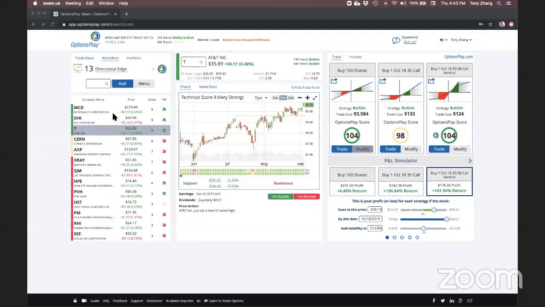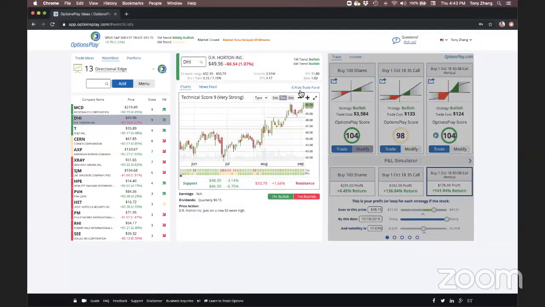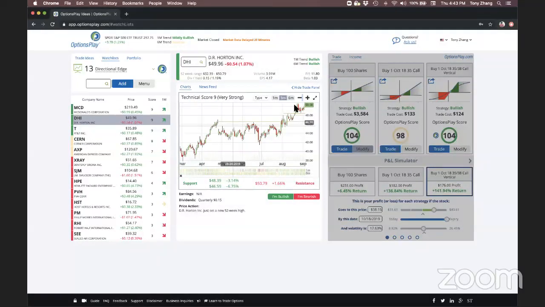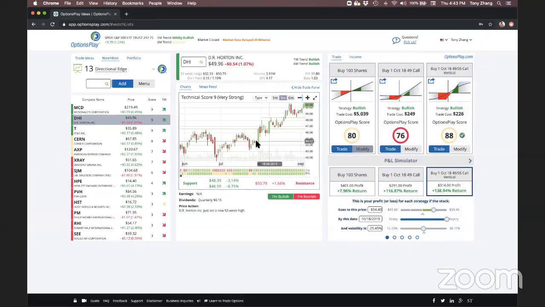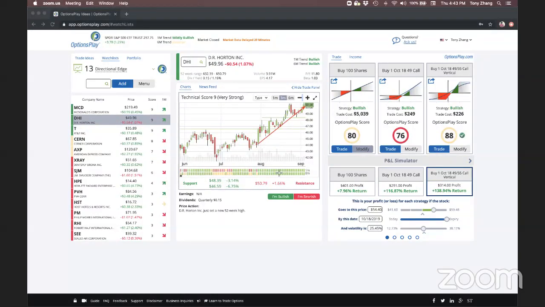Let's look at D.R. Horton. Same thing, as you can see, strong, consistent stock. This trend has been bullish since late July, and notice how the stock has really moved that whole time, and the trend indicator has remained green that whole time with a technical score of 9, telling me not only is this stock exhibiting bullish trends, it's also relatively strong compared to the overall market. So you want to not just look for trend strength, you also want to look for relative strength.